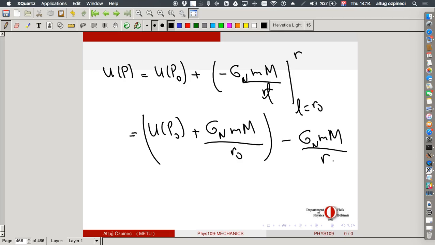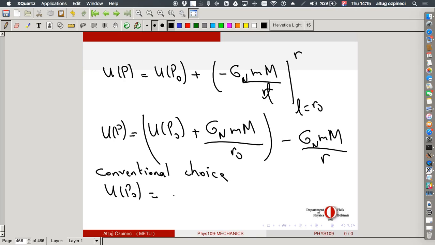And U of P is equal to U of P0 plus or minus G n m over R. L starts from R0 up to R, and this is just U of P0 minus G n m over R0, or plus minus G n m over R. This is my potential energy at the point P.